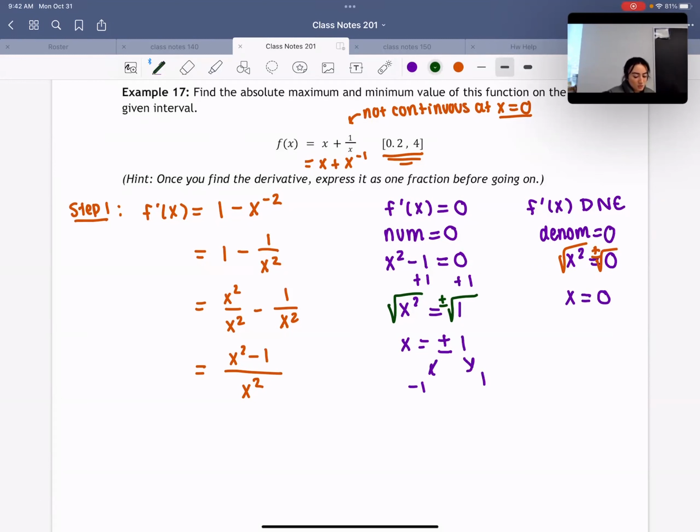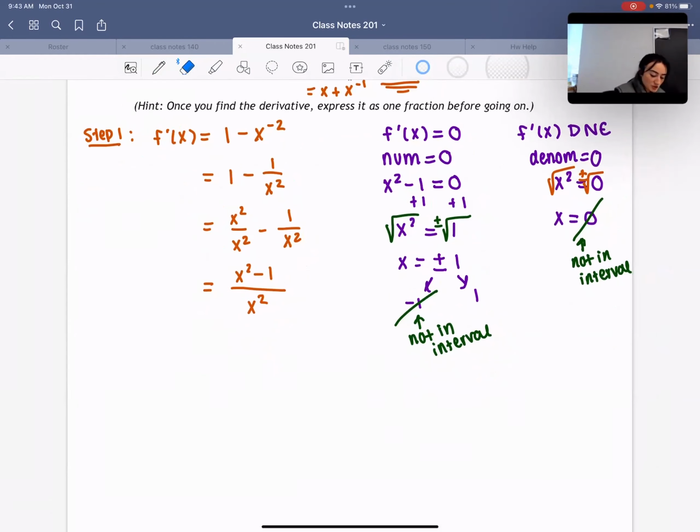Which ones can I throw out? -1 and 0, and why can I throw them out? Yeah, right. So I'm going to cross out -1 because that's not in the interval. And I'm also going to cross out 0 because that's also not in the interval. The only ones I care about are the numbers inside my interval, 0.2 to 4. The other ones I don't care about. So I'm just going to plug in the numbers that I am interested in.